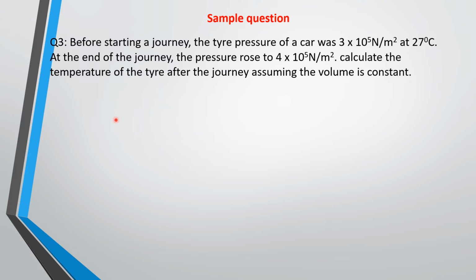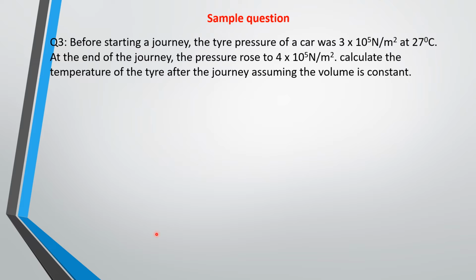Okay, so from the pressure law, we know that pressure is directly proportional to temperature at constant volume. So when there's an increase in pressure, it means that there will also be an increase in the temperature. Or when there's an increase in temperature, it means that there will also be an increase in pressure, right?